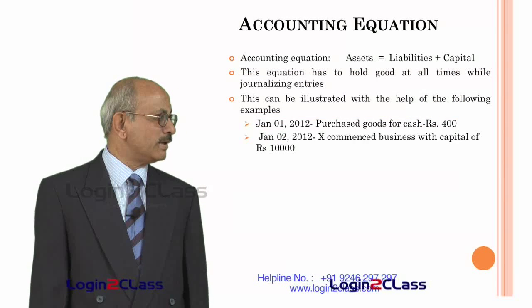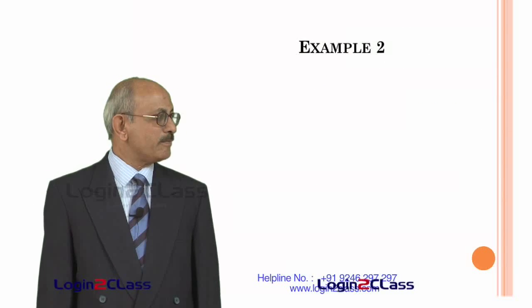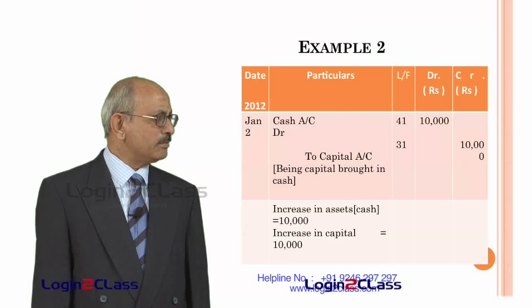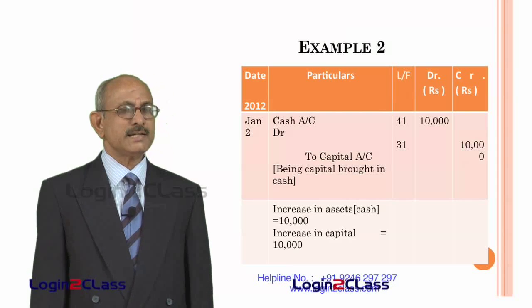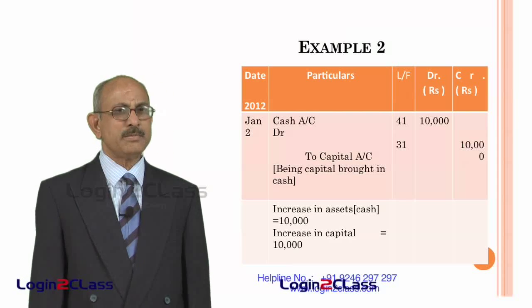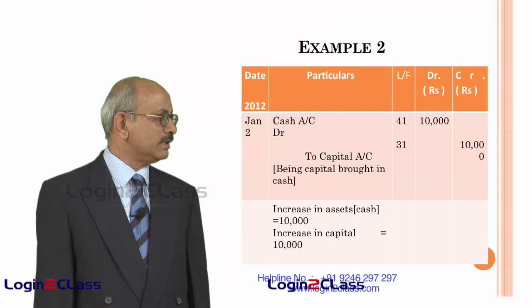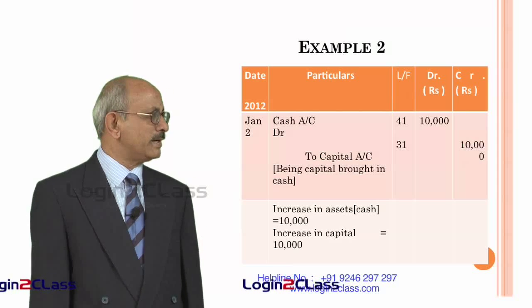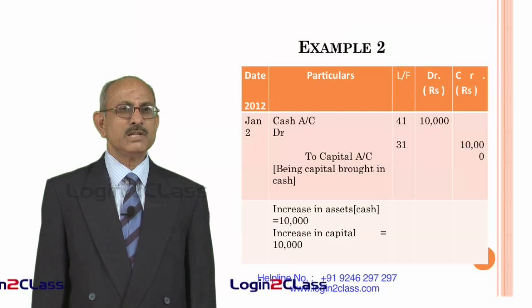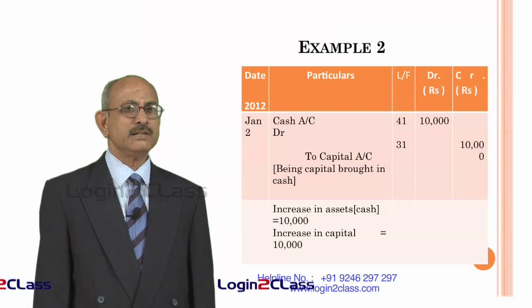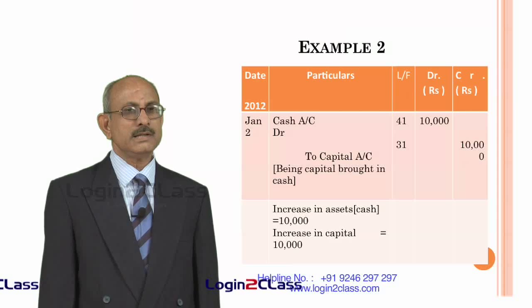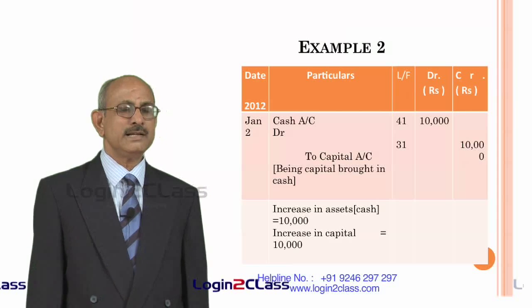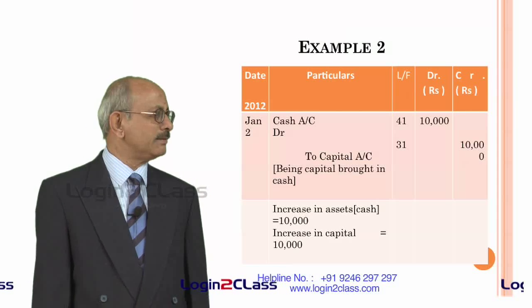Second example, there we have capital brought in the form of cash. So cash account is debited with 10,000 rupees, capital account is credited with 10,000 rupees. So here what has happened? Assets have gone up, that means cash balance has gone up by 10,000 rupees, capital also has gone up by 10,000 rupees. So the accounting equation holds good. The left hand side and the right hand side have both gone up by the same amount.